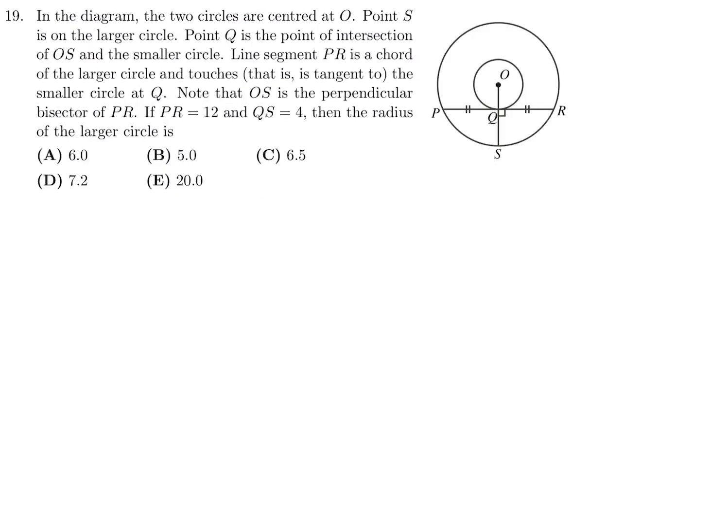In the diagram, 2 circles are centered at O. Point S is on the larger circle. Point Q is on the point of intersection of OS and the smaller circle. Line segment PR is a chord of the larger circle and touches, that is tangent to, the smaller circle at Q. Note that OS is the perpendicular bisector of PR. If PR is 12 and QS is 4, then the radius of the larger circle is.